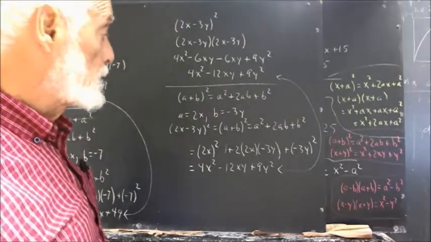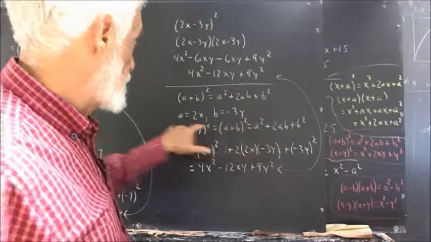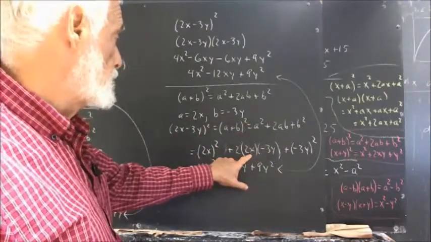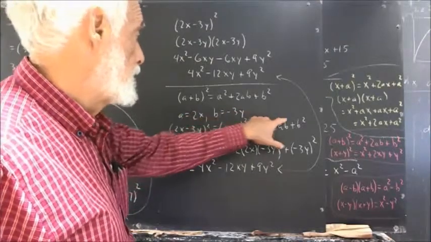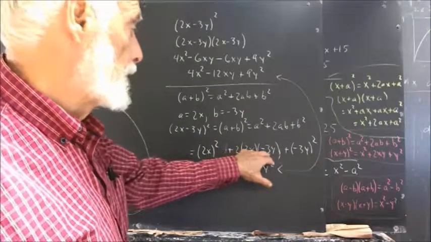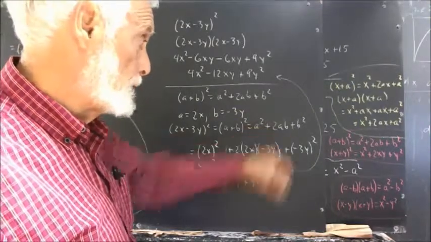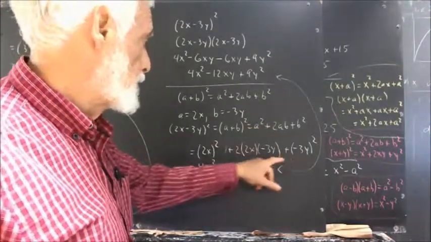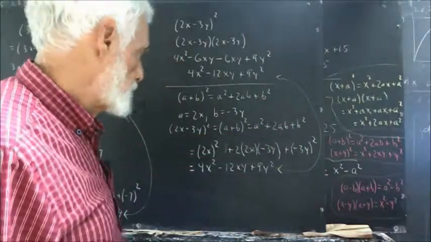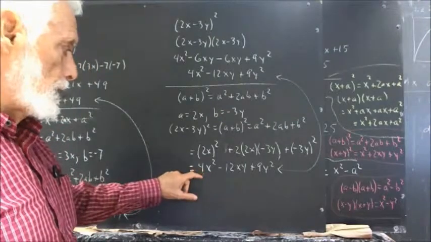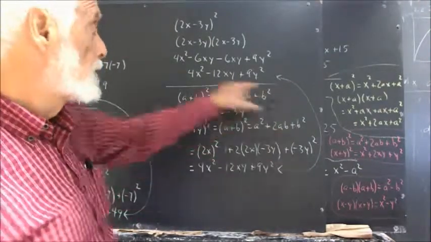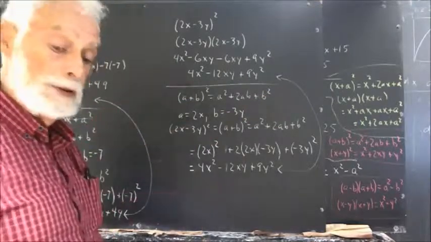So that is equal to, well, a squared is going to be quantity 2x squared. The a here is going to be a 2x. The b here is going to be negative 3y, so we have 2 times 2x times negative 3y for the 2ab term. And then b squared is the square of negative 3y. Okay, doing the arithmetic on that, we end up with 4x squared minus 12xy plus 9y squared, which agrees with what we got when we used the distributive law.